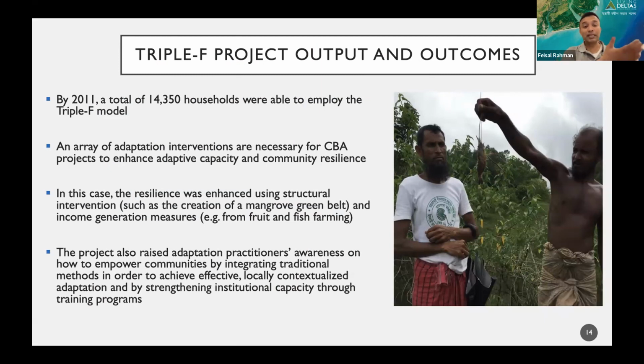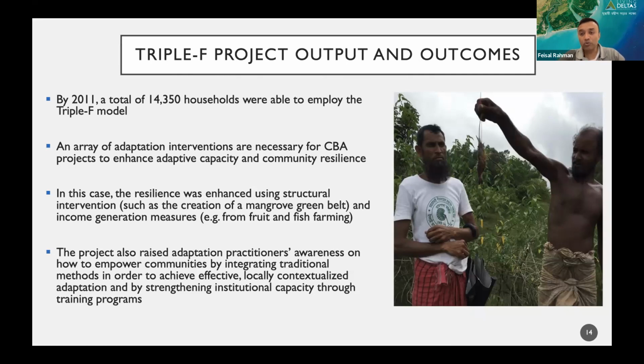And as we can see, the project employed a range of adaptation interventions, from mangrove forests to generating incomes from fish farms and fruit trees. In this case, the project argued that resilience was enhanced using structural interventions, which were the creation of the mangrove greenbelt, but also through income generation measures.